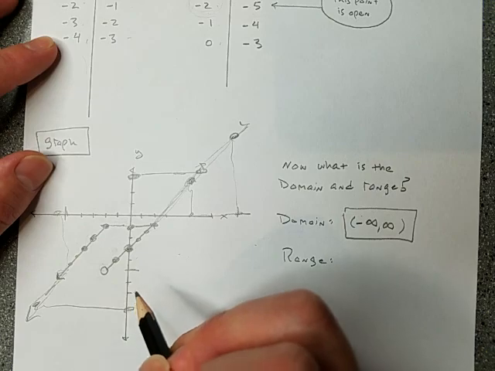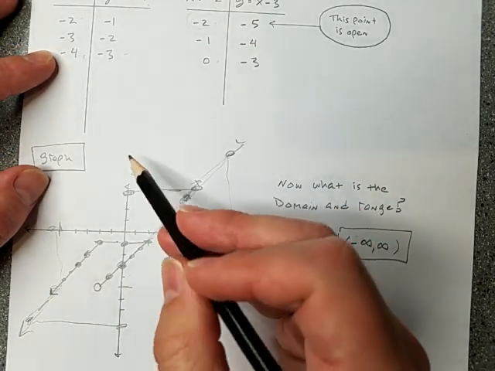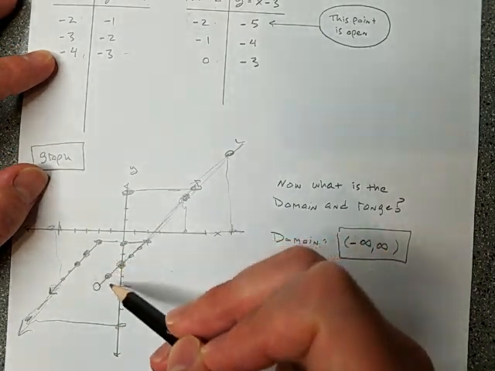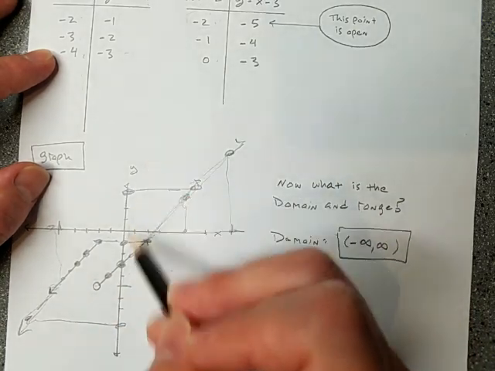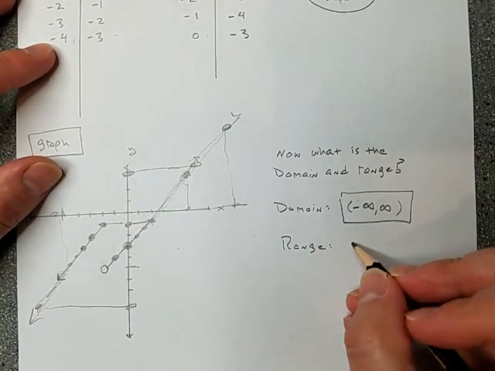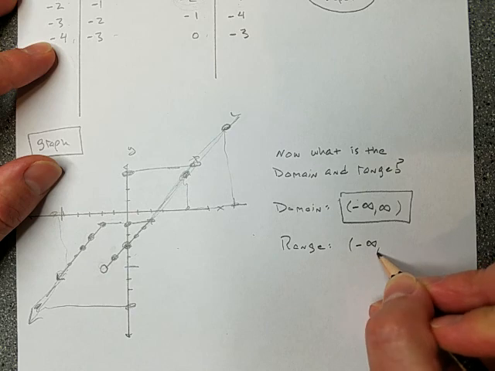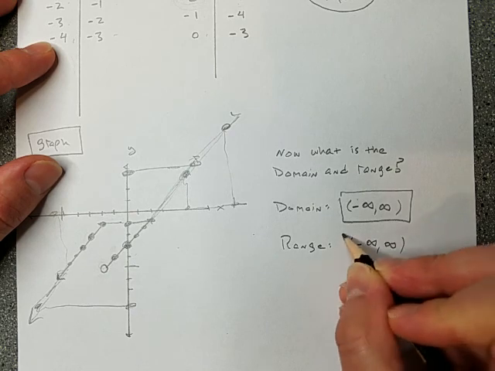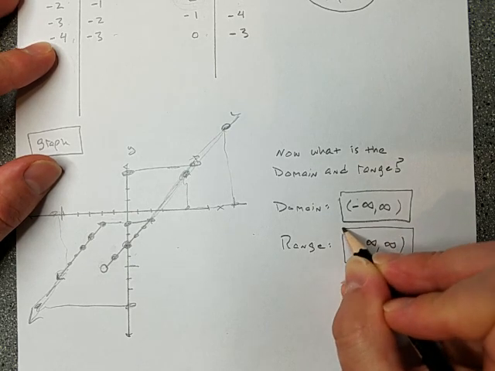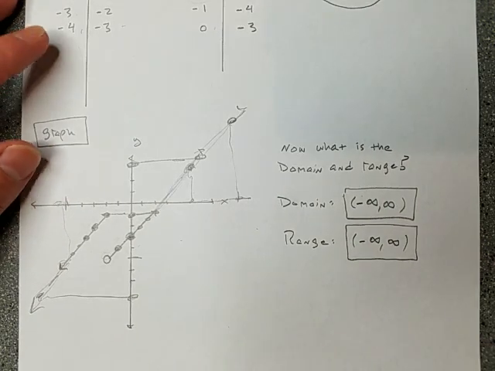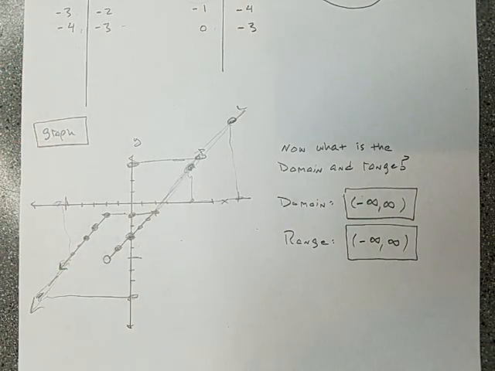It spans vertically the entire y-axis. Goes forever up, forever down. It spans the entire y-axis. So y can be anything. Also in interval notation, it's negative infinity to infinity. So that's how we look at the domain and range of a piecewise function.